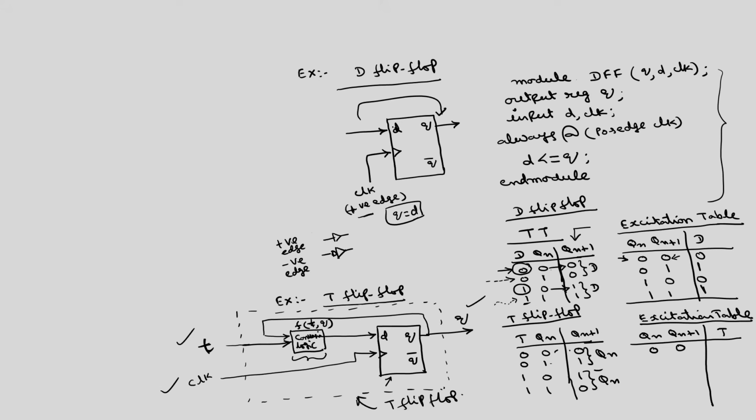0 to 0, this input is 0; 0 to 1, input is 1; 1 to 0, input is 1; 1 to 1, input is 0. So, using these two excitation tables, I can convert any flip flop into any other flip flop.